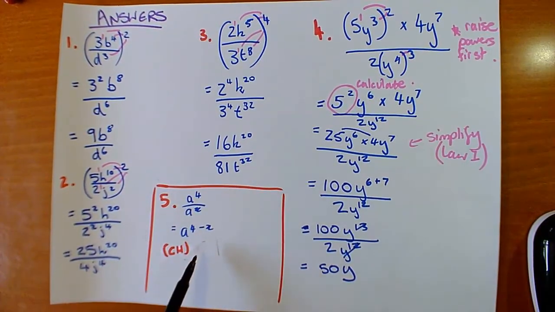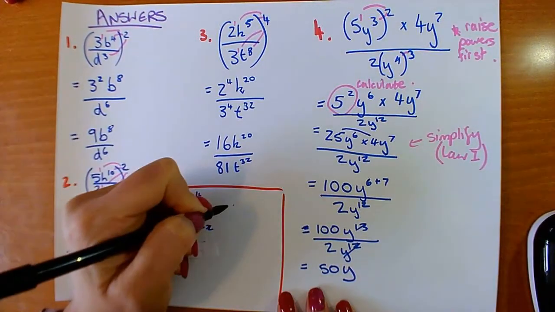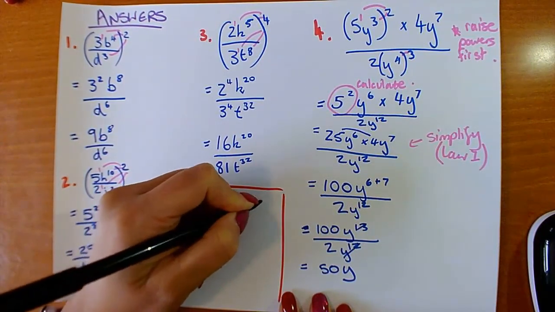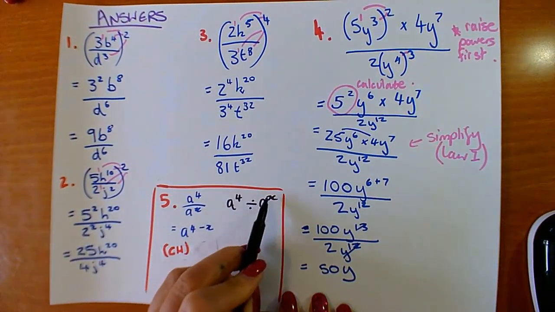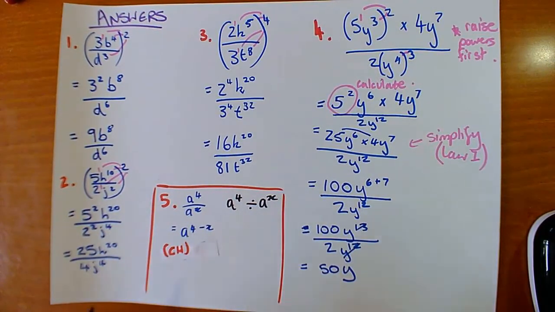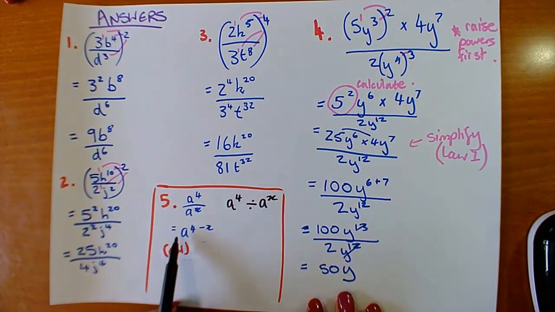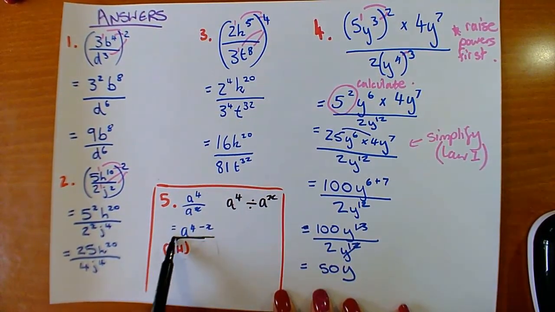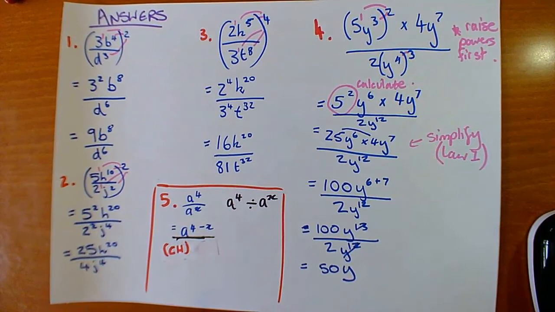Have a look at this challenge question. a to the power of 4 over a to the power of x. That's a subtraction. So you could say a to the power of 4 divided by a to the power of x. You would subtract x from 4, which ends up being a to the power of 4 subtract x. We don't know what x is. That's actually the answer. You leave it like that. Okay, just a bit of a challenge for you.